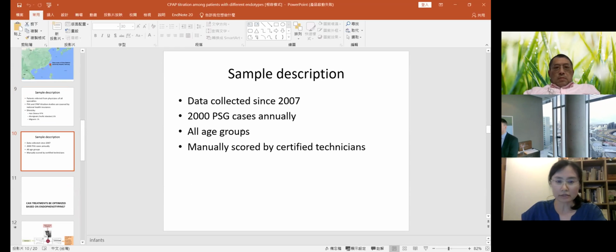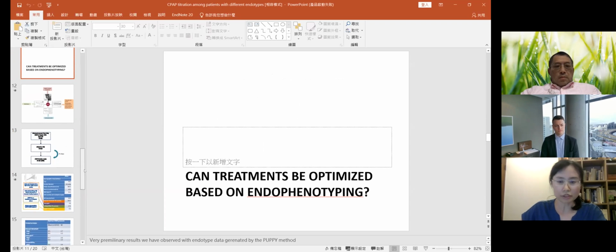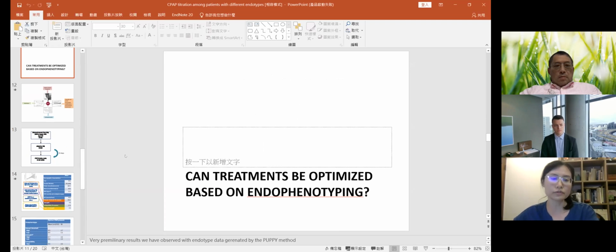We have PSG data collected since 2007, and we have 2,000 PSG cases annually. We accept all age groups, from infants to very old persons. And we have several certified technicians who manually score our PSG and CPAP titration studies. So the next topic is: can treatments be optimized based on endophenotyping?